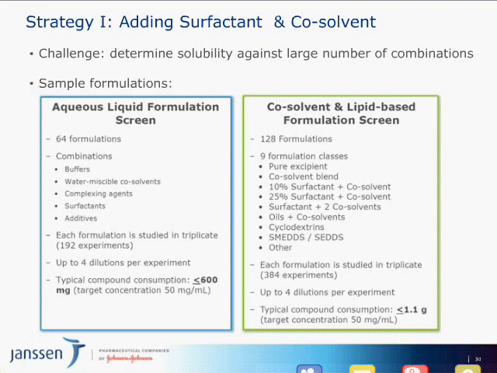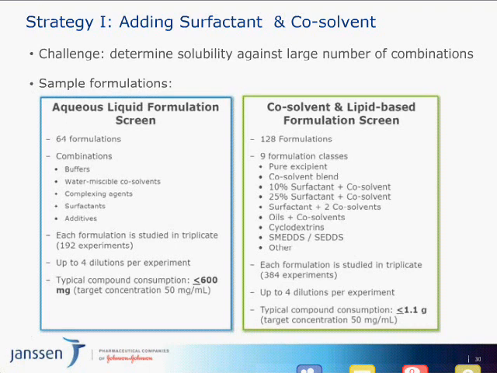For the other screen, the organic screen, we have for a standard screen like 128 formulations. We screen again in triplicates. We have different pure excipients, also oils and cyclodextrins included. Again, 4 dilutions per experiment. And for this screen, we typically need less than 1.1 gram. So this is again for a target of 50 mg per mL.